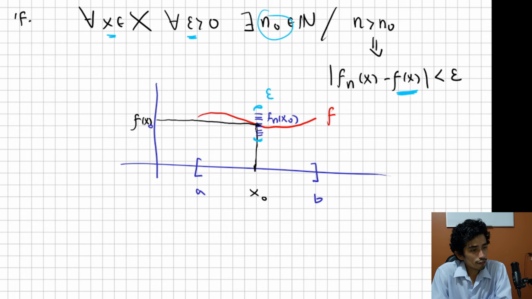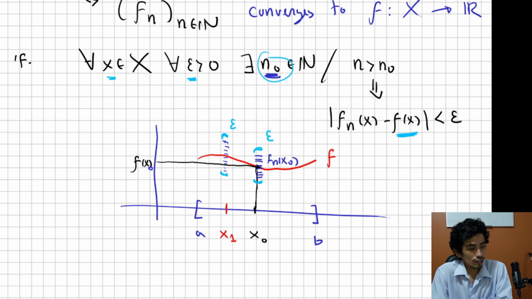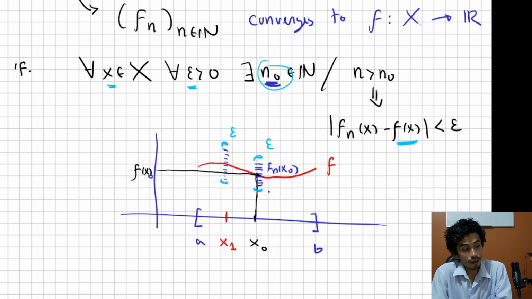But what happens if we choose another point of the domain, x1, let's say, and we keep the same value of the neighborhood epsilon? Will the index be the same? Well, there is no reason for it to be the same, and in fact it may be different. So for different points of the domain there may be different indexes from which we have this property.